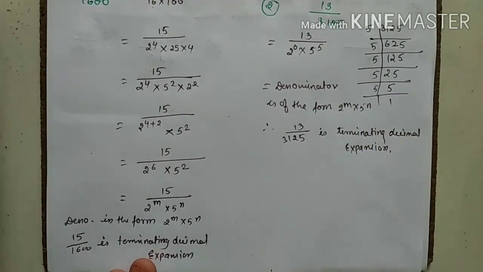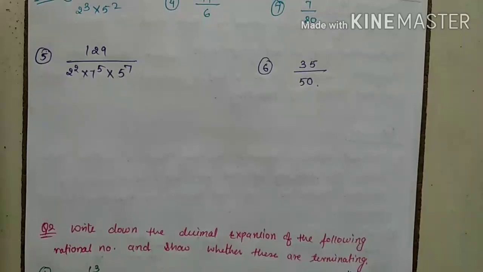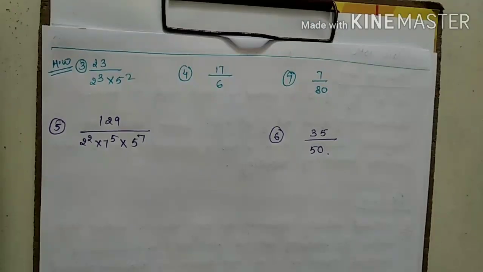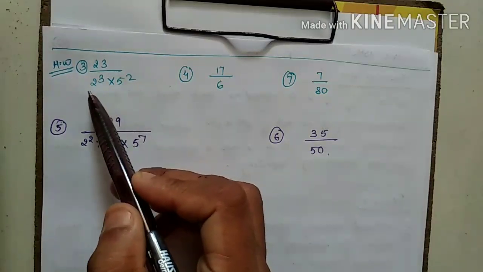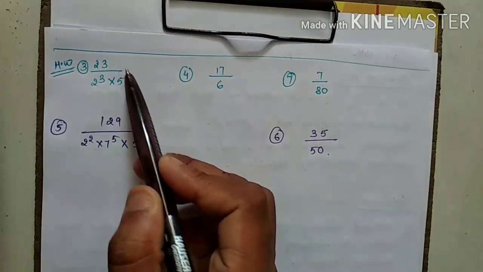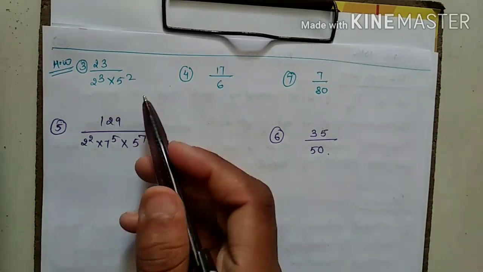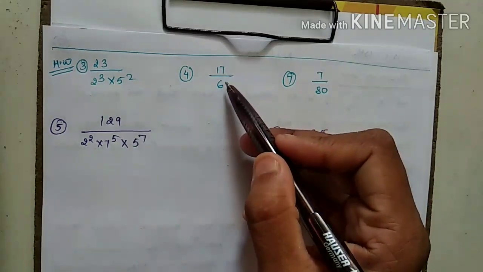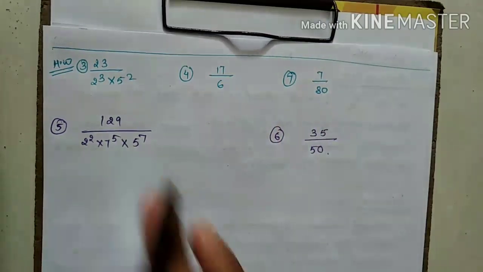I am considering that you are getting the questions. Now come to the next of those same questions. Now I am giving you some questions for homework by yourself. Try it. Third question you have to try: 23 by 2 to the power 3 into 5 to the power 2. By seeing this term, you already get that this is in the terminating decimal expansion form. Correct? 17 by 6 you have to try. Then 7 by 80 you have to try.